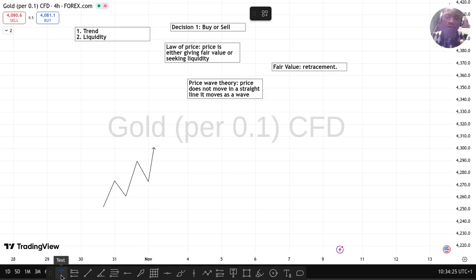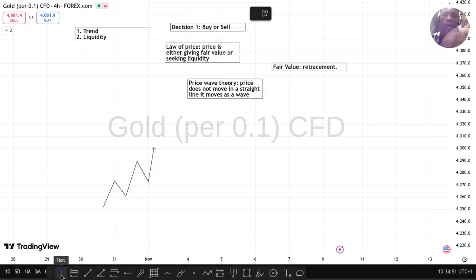If trending for a market is price moving in a direction, and the price wave theory tells us that price does not move in a straight line, but as a wave, what we can now infer from that is that when price is trending, price trends as a wave. The trends of markets exist as waves.